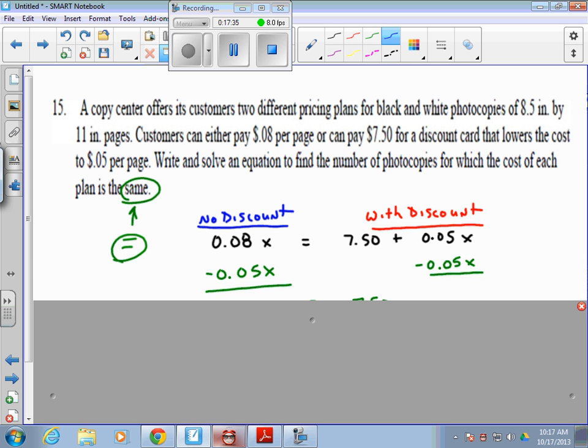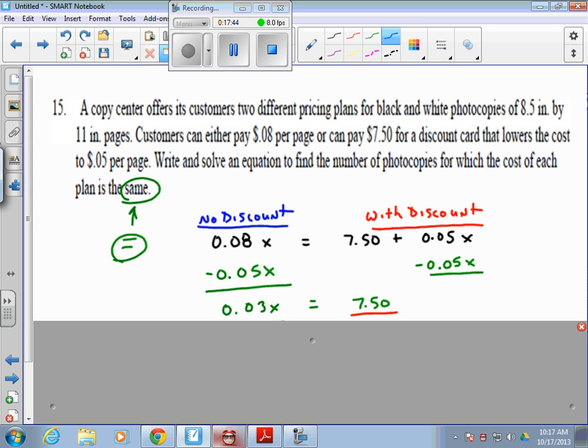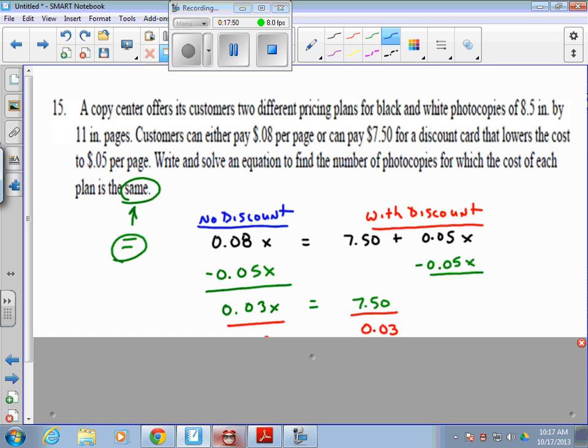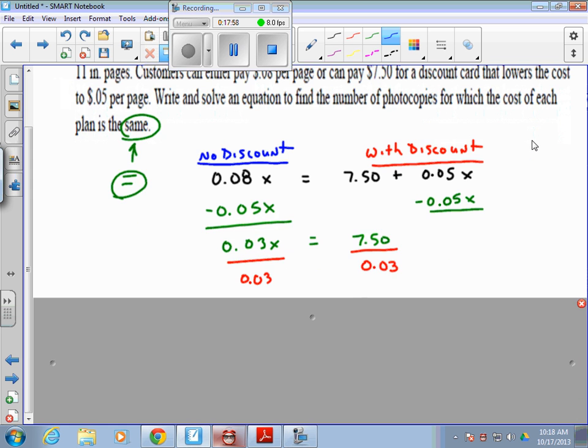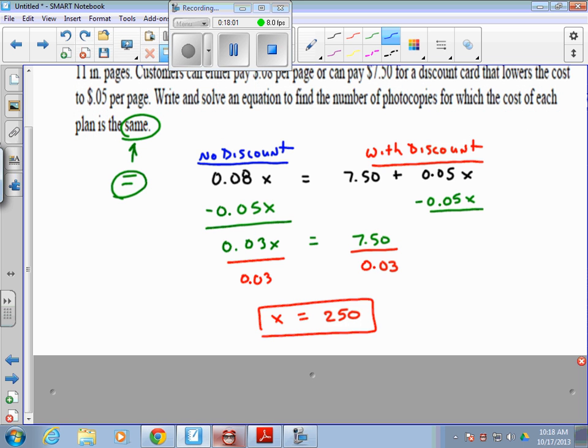When you simplify that, you get rid of plus 0.05x by subtracting it on both sides. That leaves you with 0.03x equals $7.50. Then get rid of 0.03 multiplied by that by dividing by 0.03 on both sides. So $7.50 divided by 0.03 is 250. That says once you make 250 copies, it will be worth it to have that discount card. Otherwise, anything fewer than 250, you'll do cheaper by not buying the discount card.